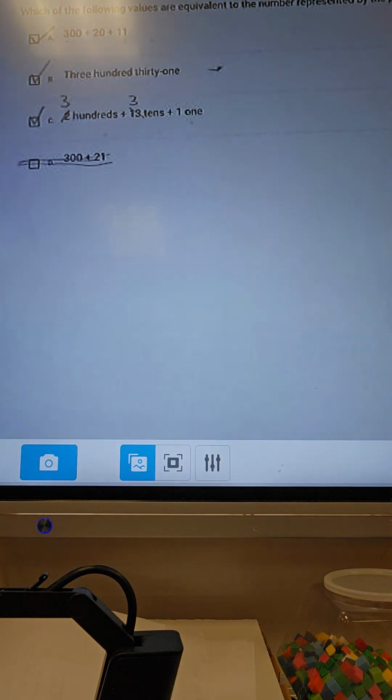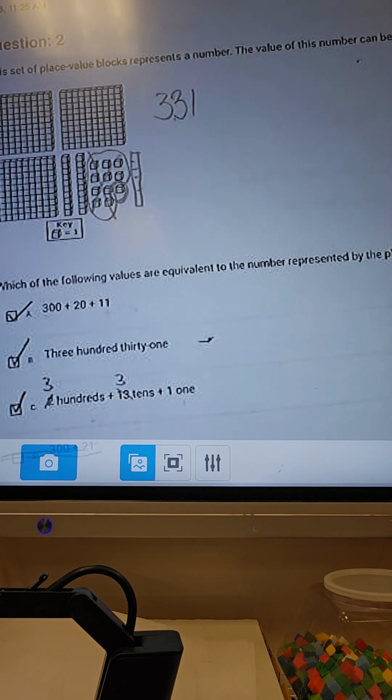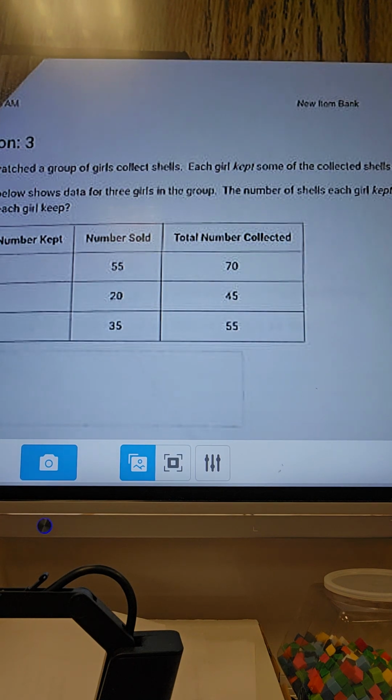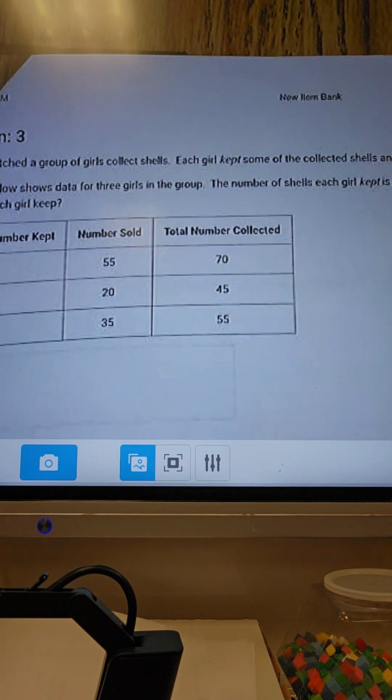Okay? Hopefully you understand part 2. So be very careful with those. All right? Part 3, I wanted us to make sure that we went over.